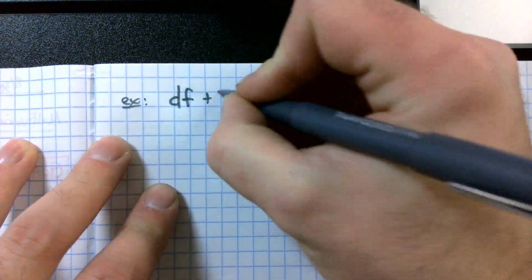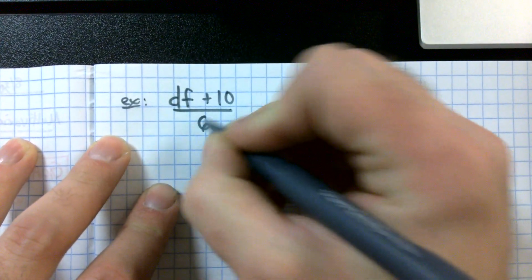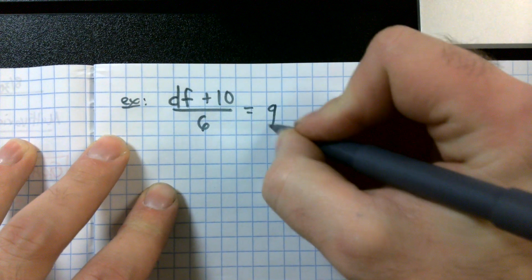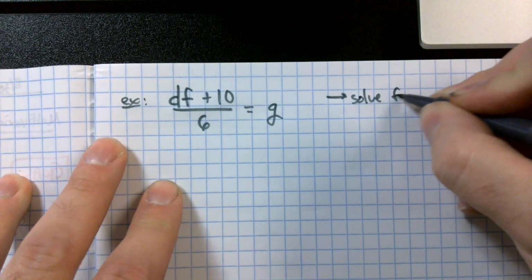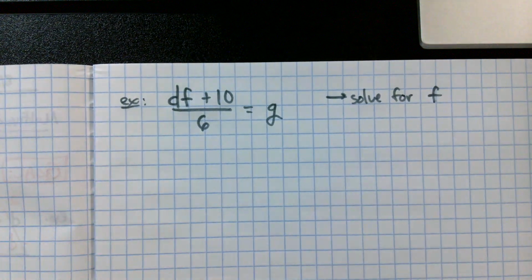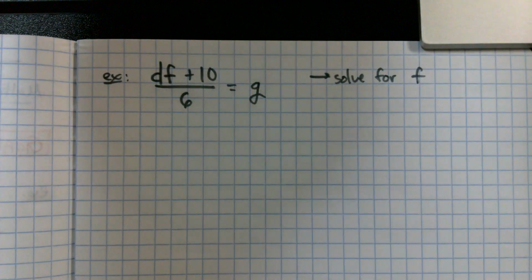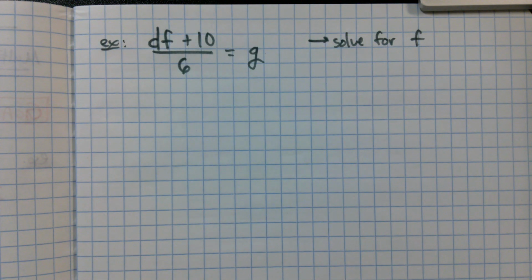df plus 10 over 6 equals g. And we're going to solve for f. Not too bad, right? Maybe?